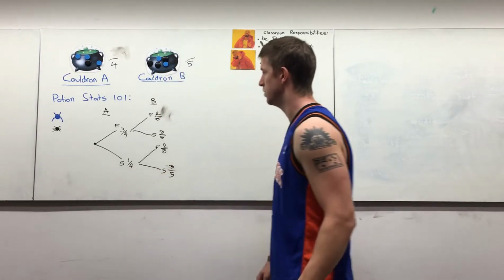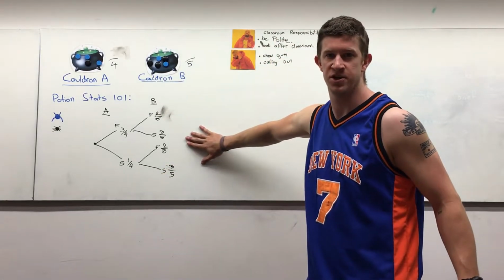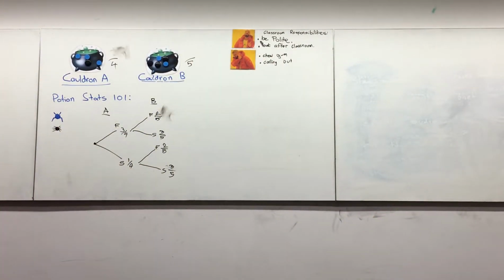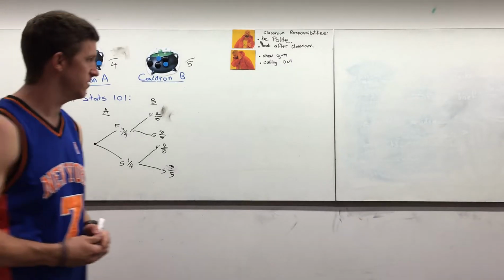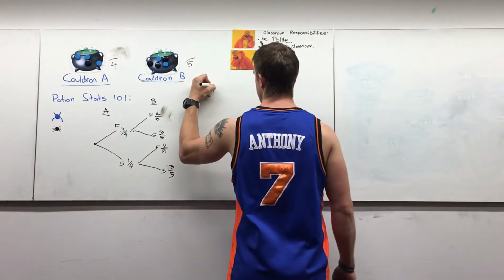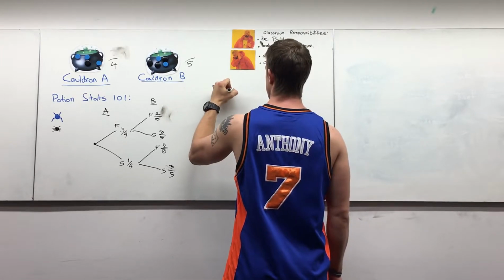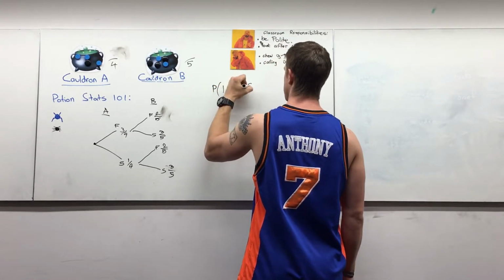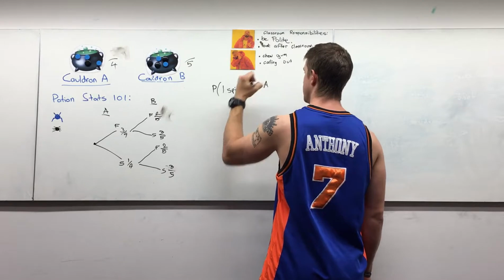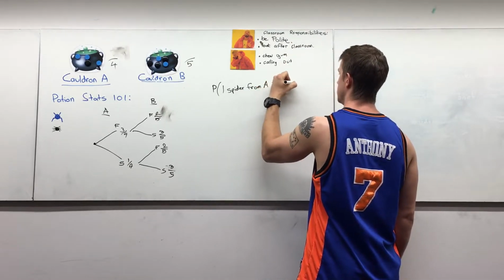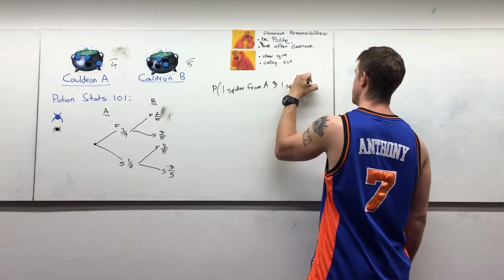Alright, cool. So this is my probability tree. These are all the different possibilities that I could get. So now, if I gave you an example and I said, what is the probability, written P, of, let's say, 1 spider from cauldron A and 1 spider from B.